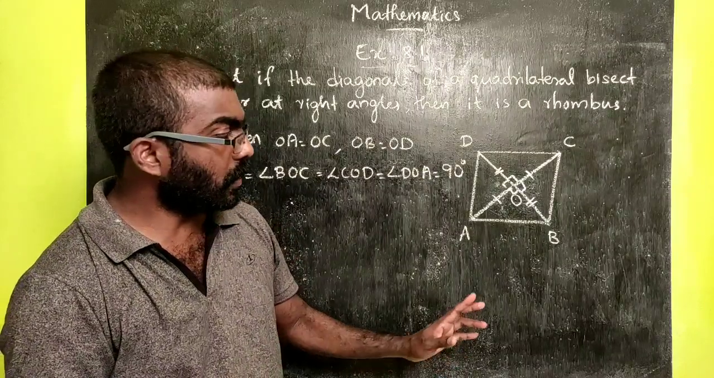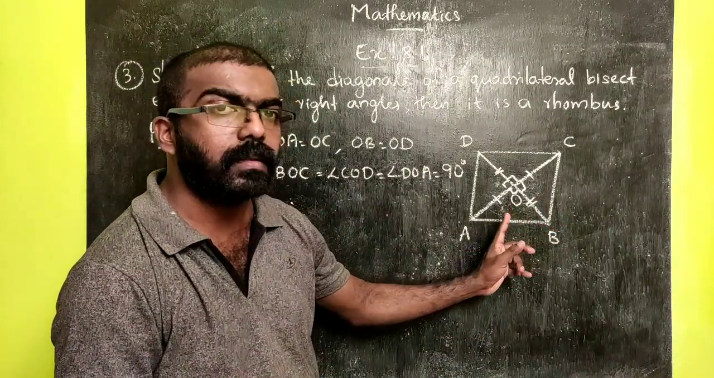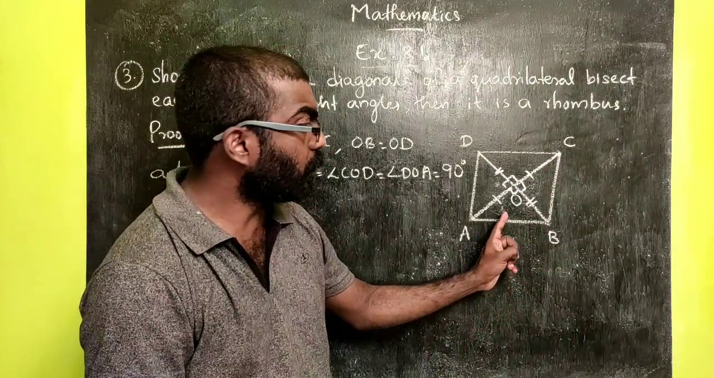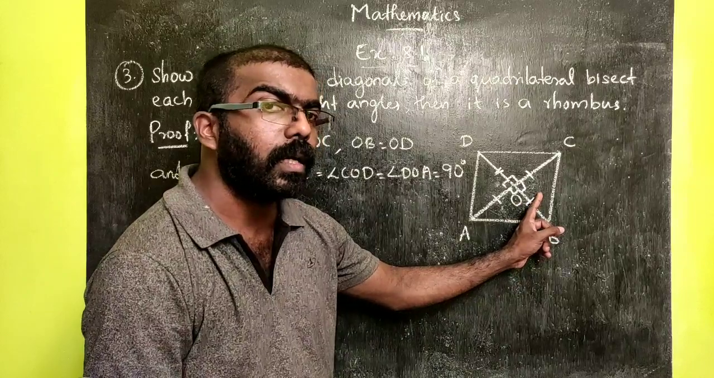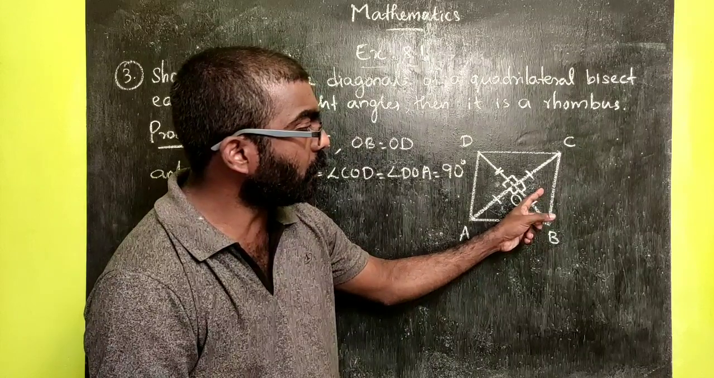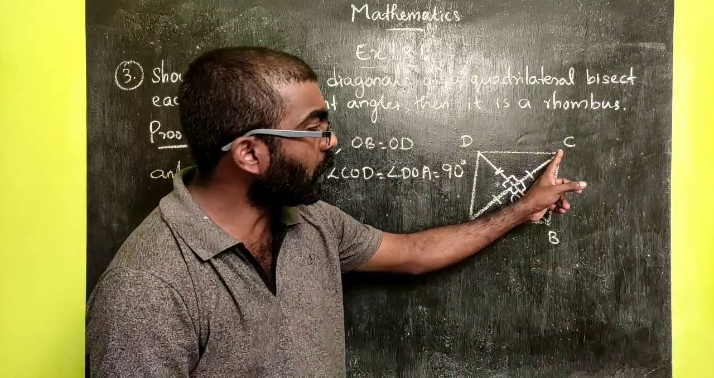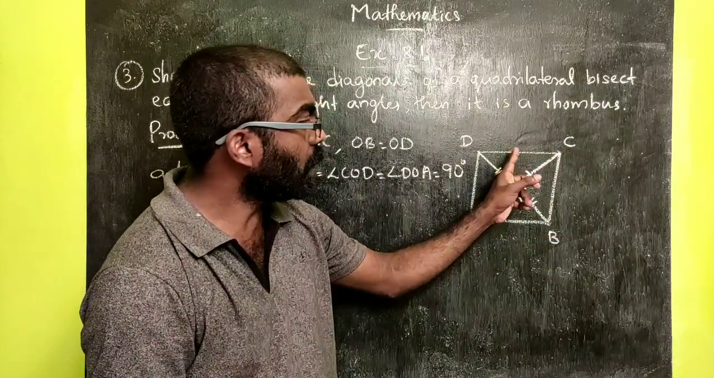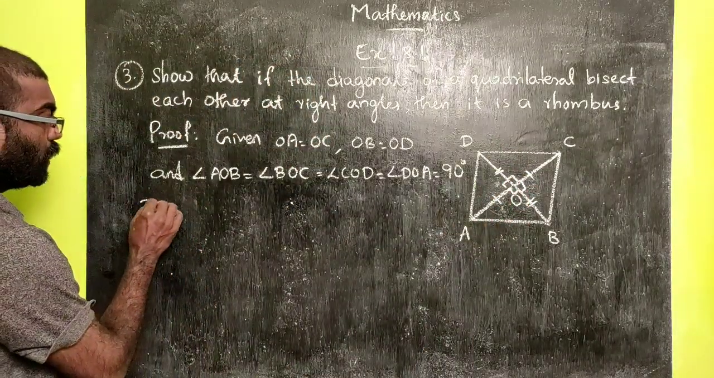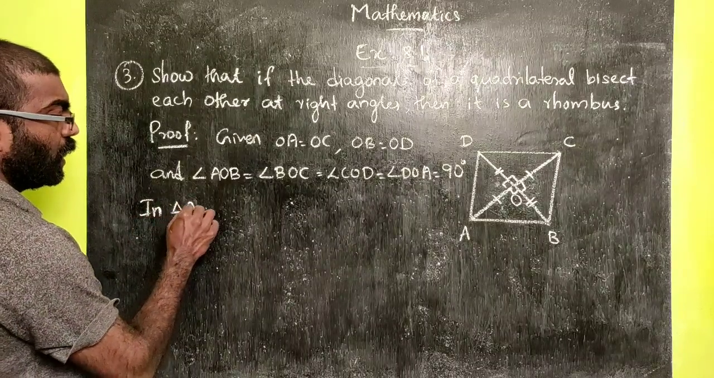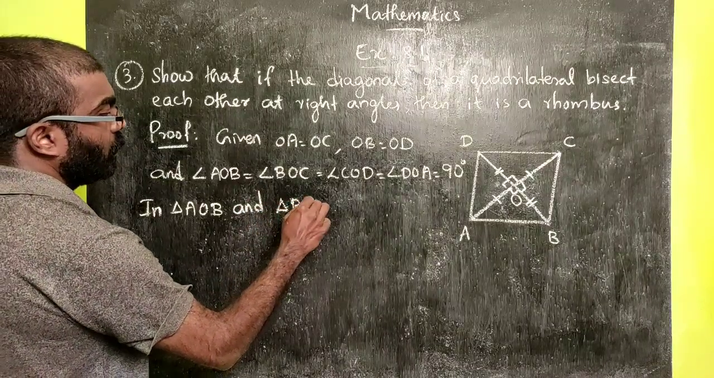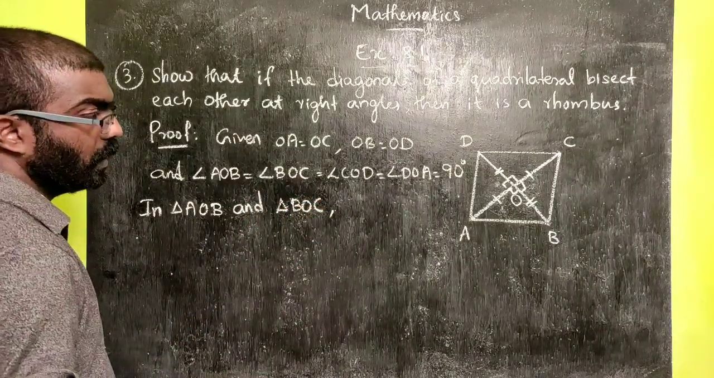For that we can consider the nearest triangles, AOB and BOC. If we prove these two triangles are congruent, then we can write AB and BC are equal. And we can take the next pair of consecutive triangles BOC and COD, then COD and DOA and so on. So first of all we can take triangle AOB and triangle BOC. We can easily prove the congruency.